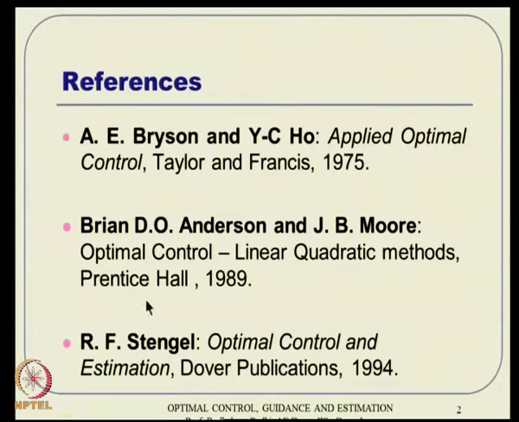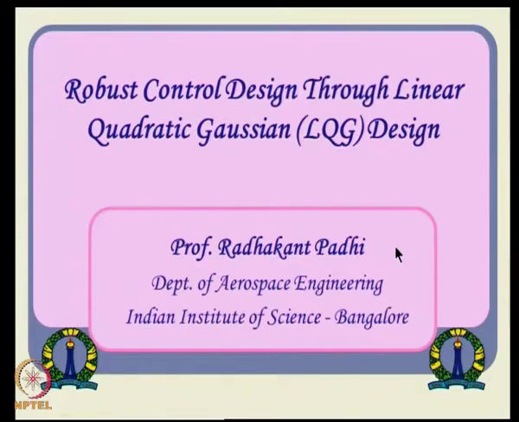Also, a little bit of the concept can be seen in Optimal Control and Estimation from Stengel. And also one small example problem that I will talk about, I have taken from the Frank Lewis book, and you can see the same thing in other books as well. Anyway, the first thing is this concept, robust control design through the LQG concept, linear quadratic Gaussian concept.